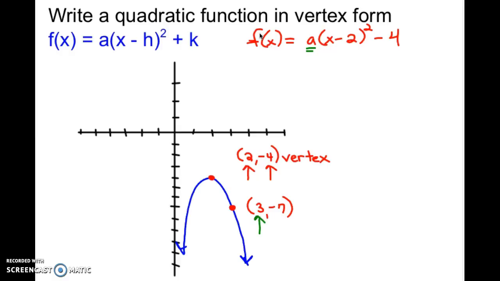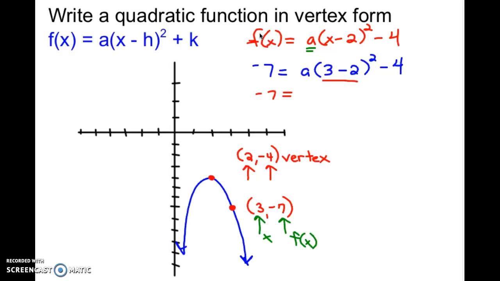We know this is really our x coordinate in our table. We know this is really our y coordinate, or f of x coordinate in our table. So I'm simply going to fill those in up here and solve for a. So f of x ends up being -7. x ends up being 3. So that's what I end up getting. Inside the parentheses, 3 minus 2 is 1. 1 squared is still 1. So really you just have 1 times a. Whatever number's in the parentheses that you get when you square it, you put that number in front of a, and then you have -4.